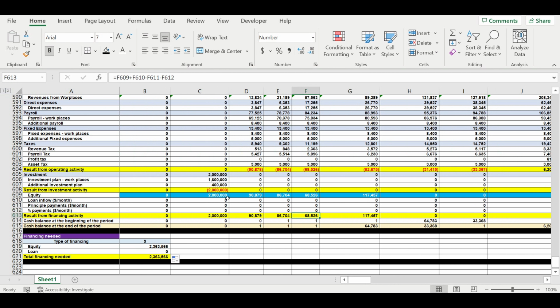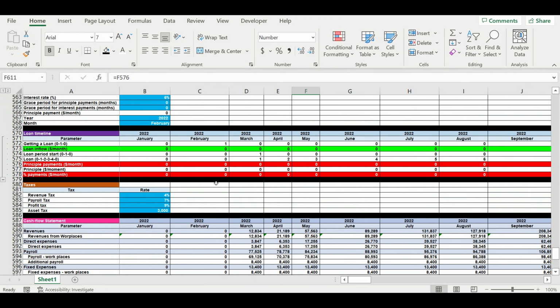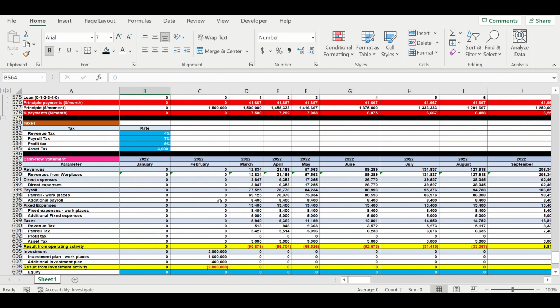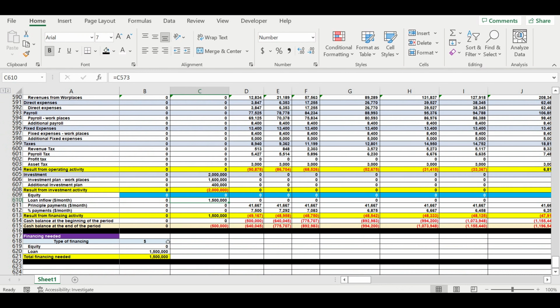And we can also, for example, use the loan. For example, we will add a $1.5 million loan in February 2022, 36 months, no grace periods. So now it lives here. Also we can see the loan here in our structure of financing needed.